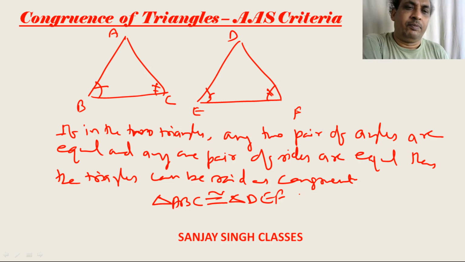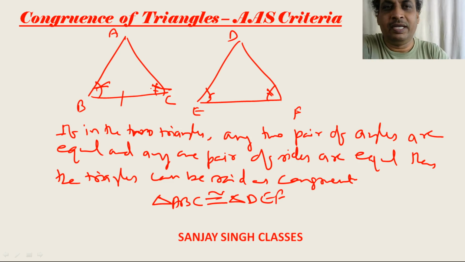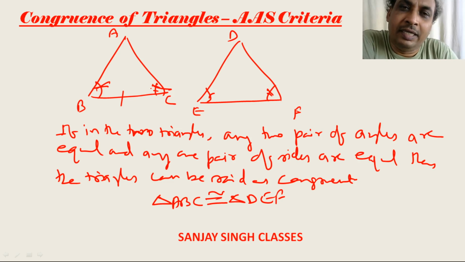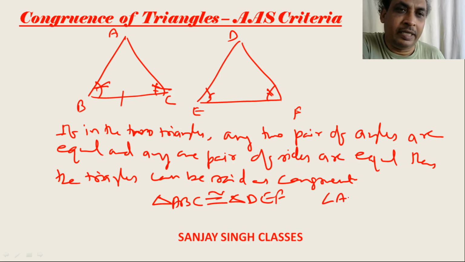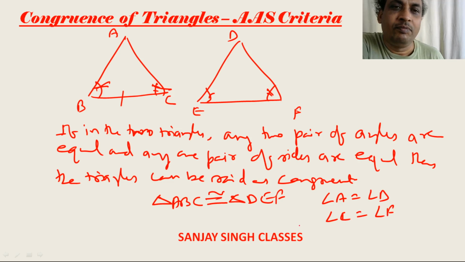If any two pair of angles are equal, it may not be fulfilling the criteria of angle, side, angle like this. Certainly the other third angle also will be equal; we do know the angle sum property. So in this, suppose angle A is equal to angle D and angle C is equal to angle F, and any one side AC is equal to DF.